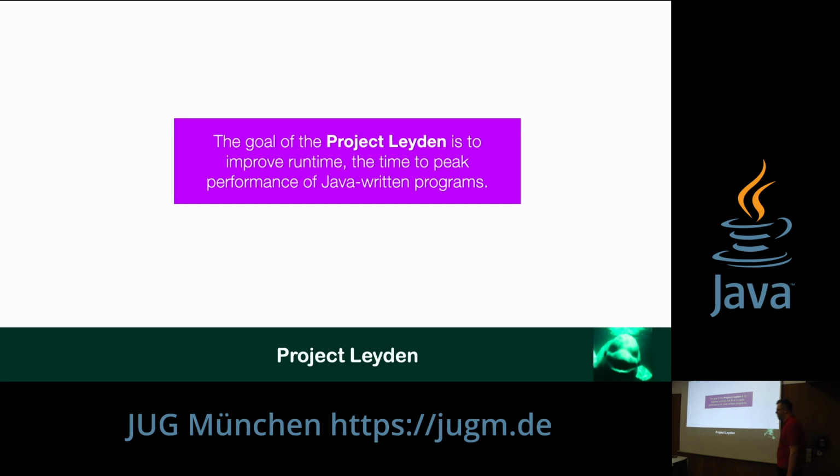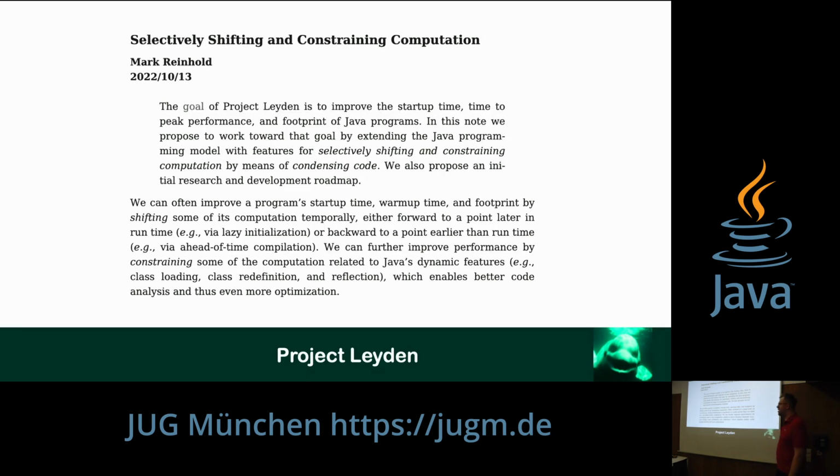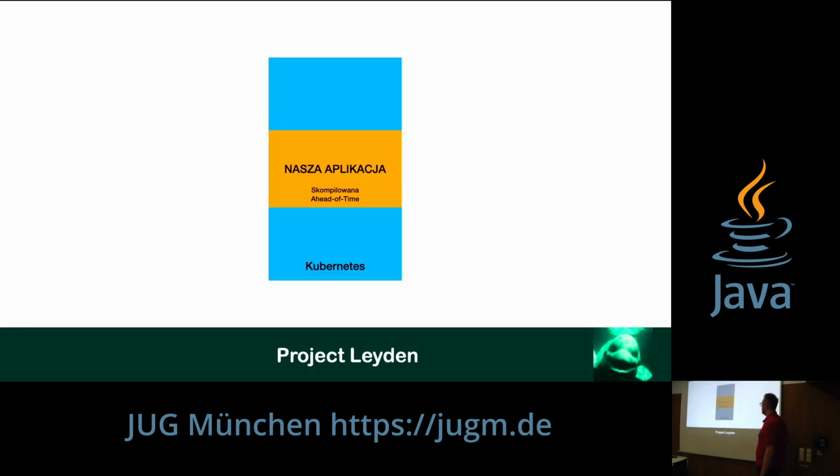So Mark Reinhold, one of the chief architects, the current chief architect of the OpenJDK, decided that he will explain to everybody what it is, and did that in the paper Selectively Shifting and Constraining Computation. Nobody has ever read it, because nobody is reading papers like that. However, it's probably worth it because it's a very good one, and it's explaining what changes will be happening in Java in a few years.